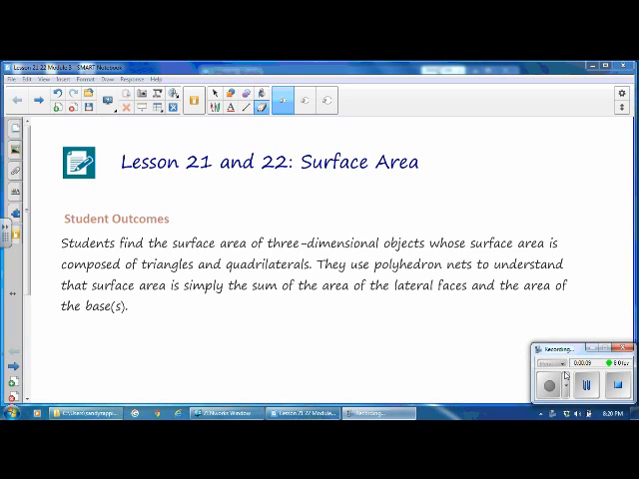Student outcomes from this lesson. Students find the surface area of three-dimensional objects whose surface area is composed of triangles and quadrilaterals. They use polyhedron nets to understand that surface area is simply the sum of the area of the lateral faces and the area of the bases.